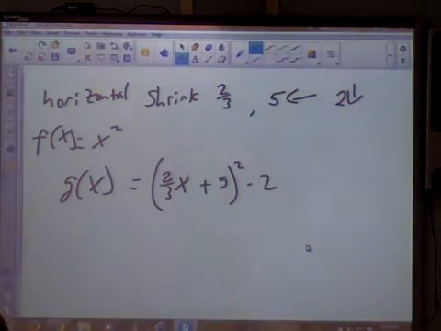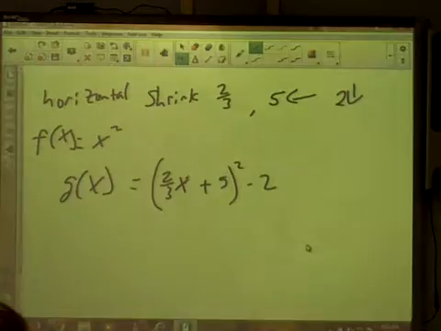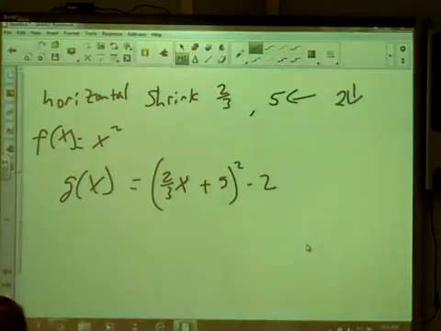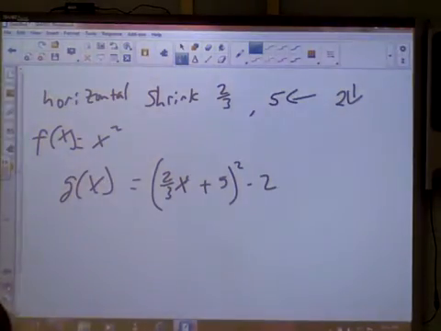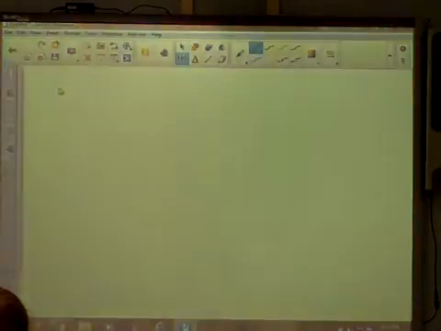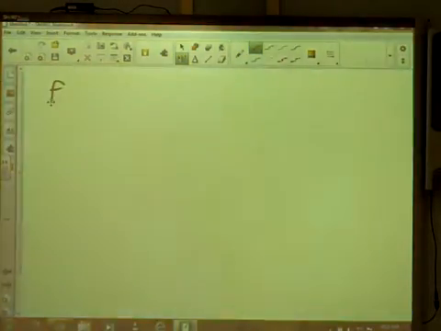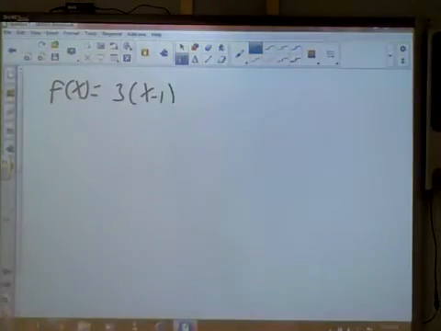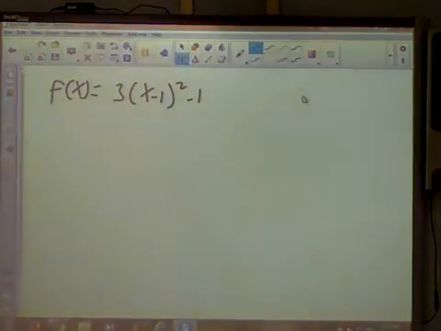Then after we did translations and all that for a while, we got into talking about vertexes and axes of symmetry and all that. So here I've got f of x equals 3 times (x minus 1) squared minus 4. Alright, we got several directions on this.